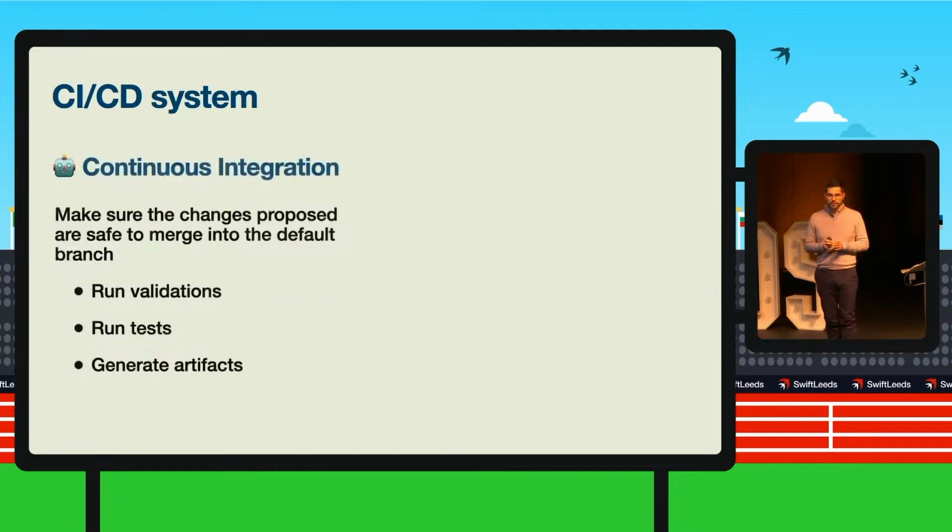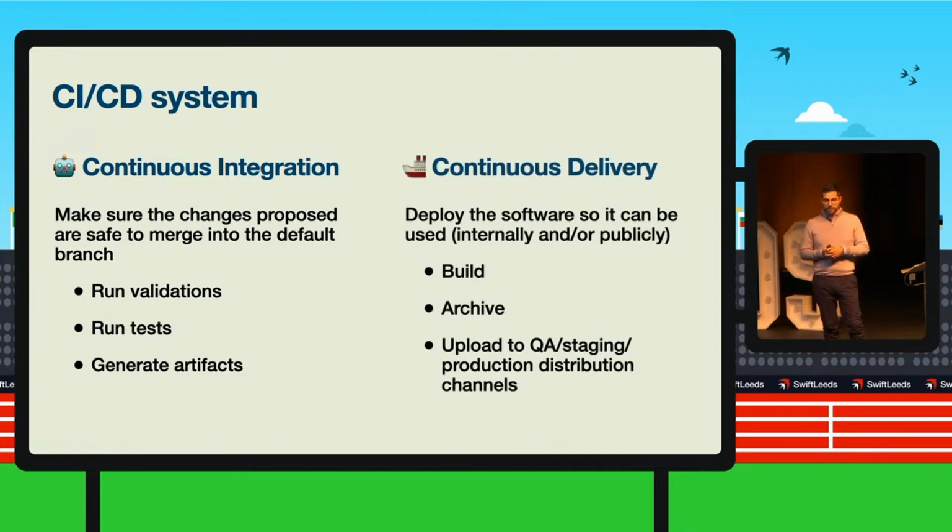But let's make a bit of a distinction here between continuous integration and continuous delivery. Continuous integration is about making sure that the changes proposed are safe to be merged in the default branch. This is where you would run your unit test, UI test, snapshot test. You would collect the code coverage. You will run the linters with lint. Maybe you're going to generate some artifacts. While the continuous delivery part is about deploying the software so that it can be used either internally or externally, right? So this is where you would use Fastlane maybe to build, archive, and upload the IPA to the distribution channels like Firebase and App Store Connect.